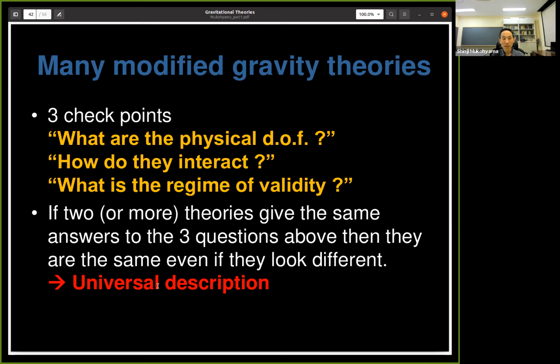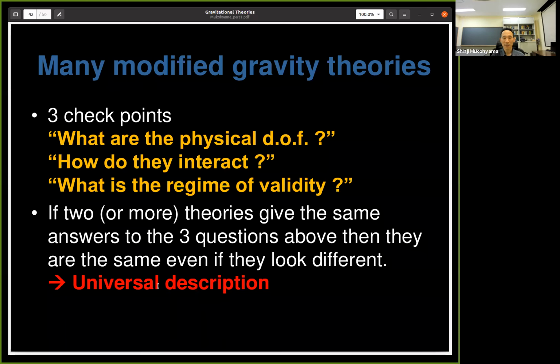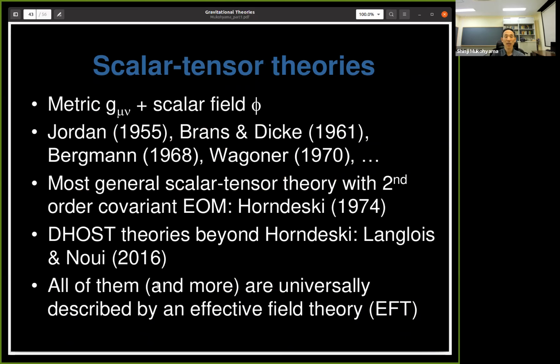So this is the reason why I want to talk about the so-called effective field theories, but specialized to the so-called scalar tensor theories. Scalar tensor theories, as we have already seen a bit, are described by a metric and a scalar field. This satisfies Einstein's equivalence principle, and this is a metric theory. But as I said, Einstein's equivalence principle does not exclude the possibility of including extra fields, such as a scalar field. Here we consider the metric and the scalar field.